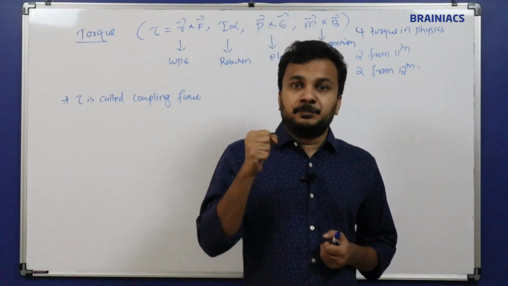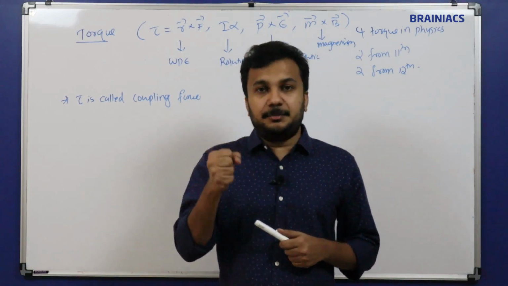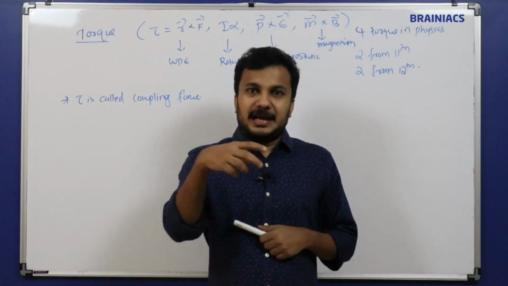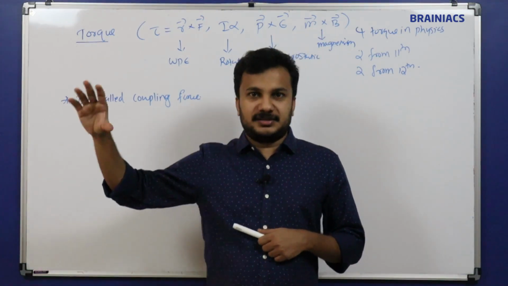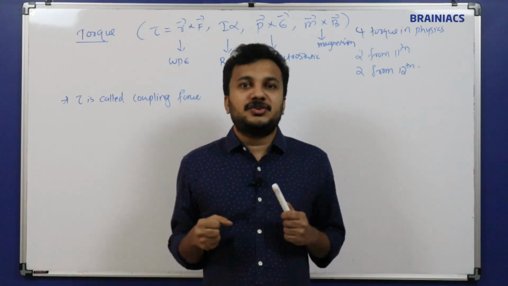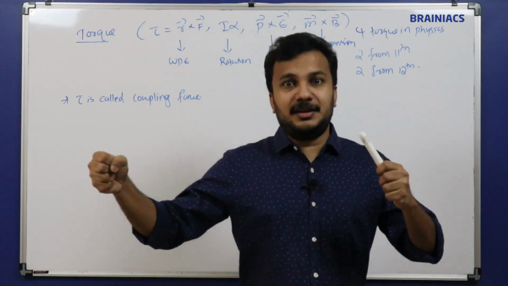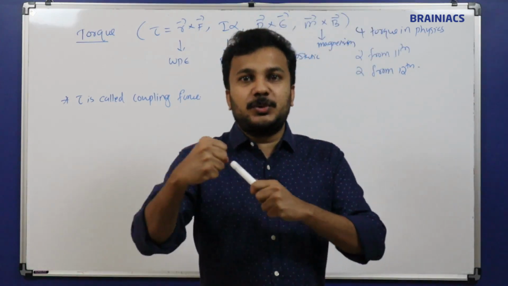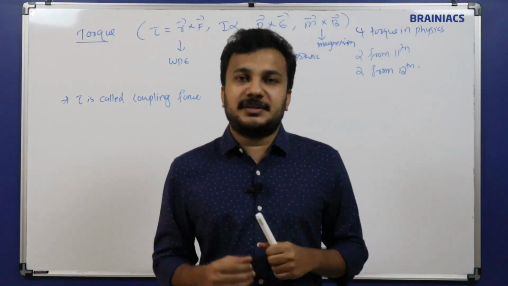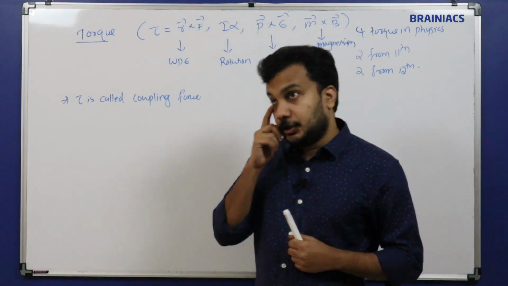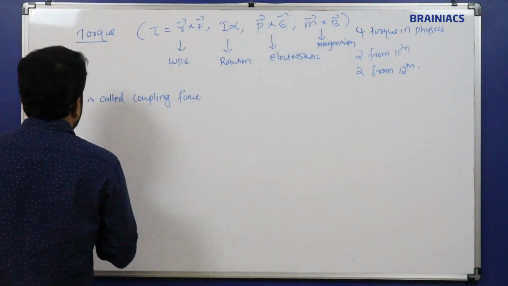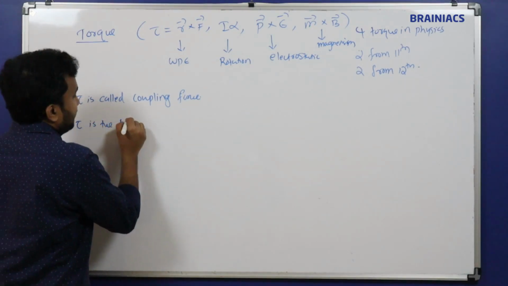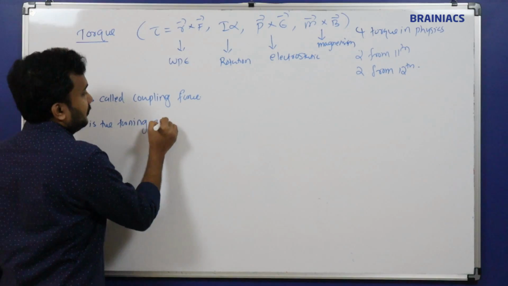One is you are keeping your hand on the handle, so there you are applying a force. And there is a hinge on the other side. There also one force will be there. Both the forces act in opposite directions. You are pulling this side, the hinge will turn this side. So this will give rise to a turning effect, and this turning effect is called the torque. That's why it is called coupling forces. Torque is the turning effect.